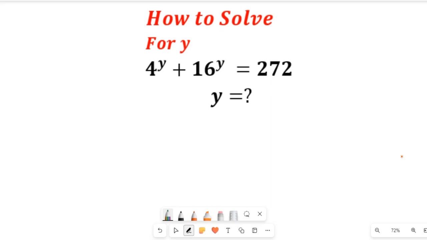In this video, you will learn how to solve this exponential equation using the quadratic formula and also using the factorization method of solving equations. You wonder how? Don't worry, you'll get to see as this video unfolds.